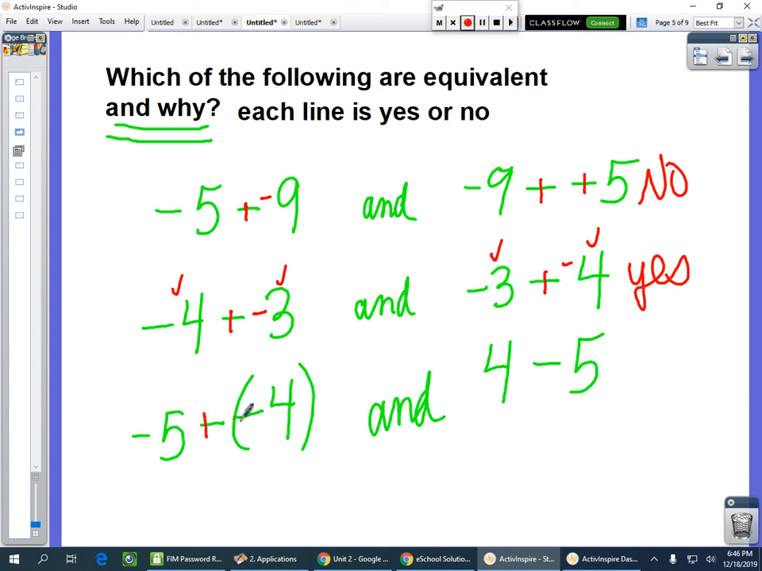Here you get -5 plus 4. So the 5 is negative, the 4 is positive. Here, when you change this to plus a negative, you get the 5 is negative and the 4 is positive. So these are actually the same thing. It's just switched around. But you're just making sure the 5 is negative and the 4 is positive. So yes, this one, they are equivalent.